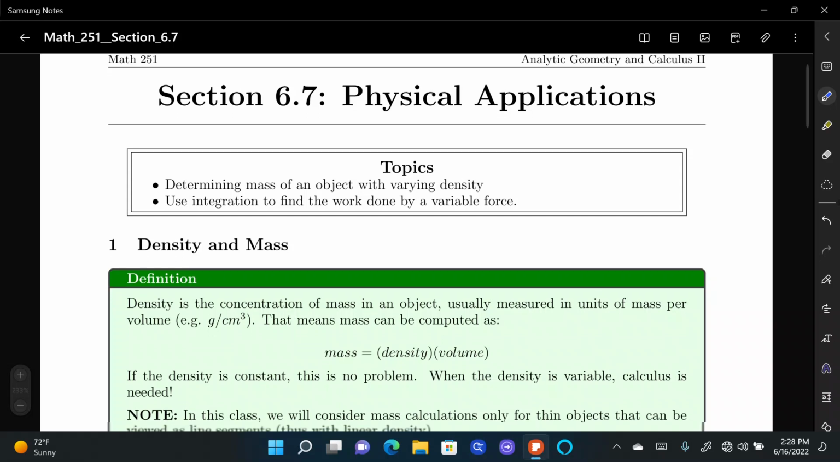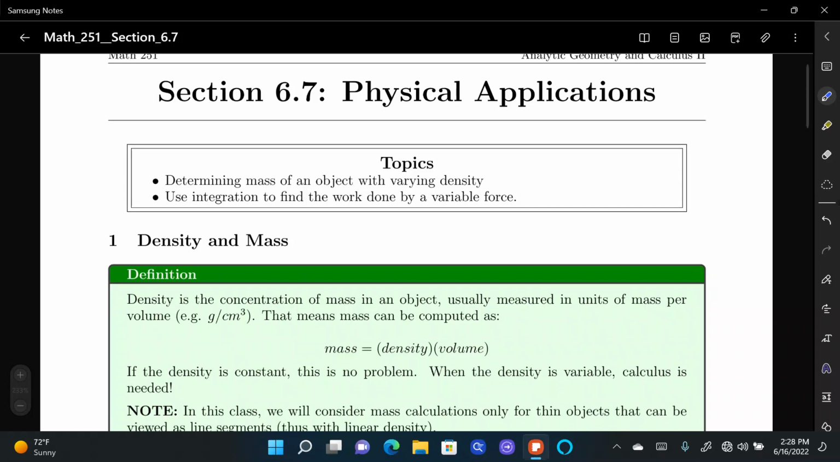So let's look at one more section, section 6.7. And by the way, this is the last section that will be included in our first exam, which is, by the way, a week from today. So it includes chapter 7 on hyperbolics, inverse trig functions and all that, and these applications to surface area, physical applications, and arc length. All right.